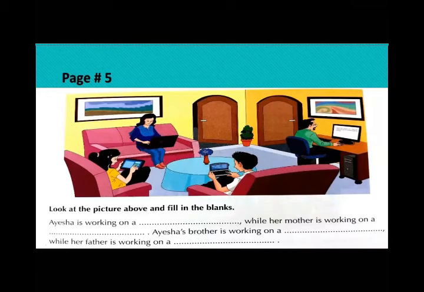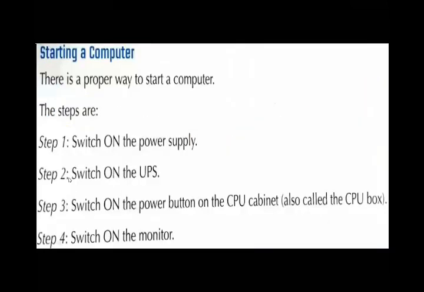Now we have learned the types of computer. Now we should know how to start and shut down the computer. Let's see the proper way of starting up a computer. There is a proper way to start a computer. We should follow the steps. So what are the steps? First step is to switch on the power supply. The second step, you will switch on the UPS.